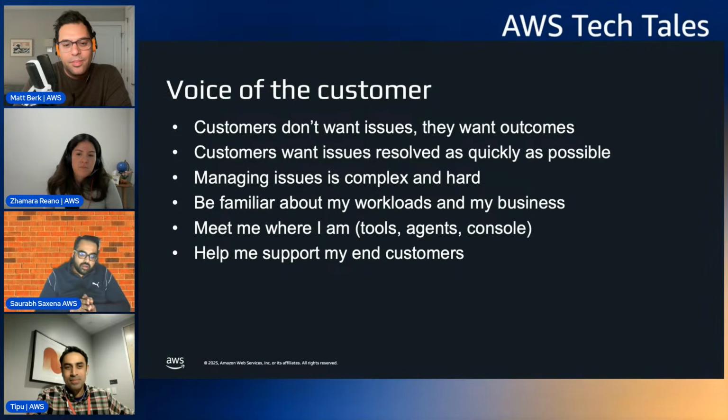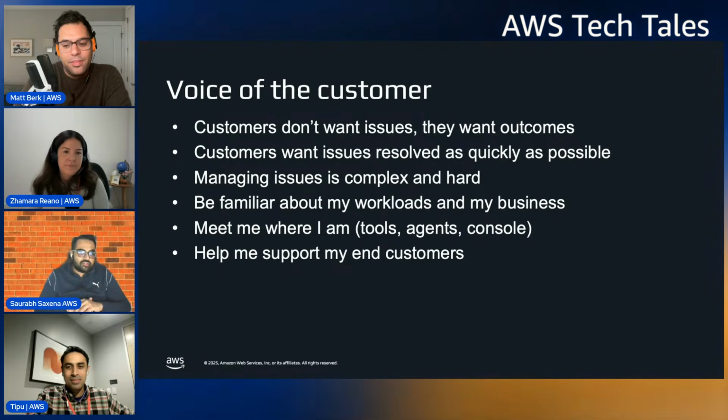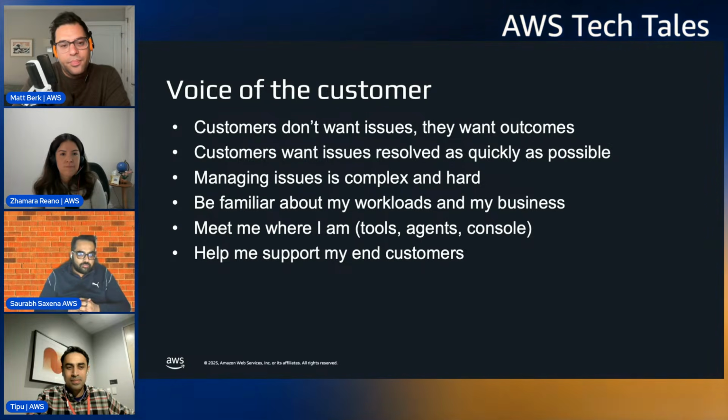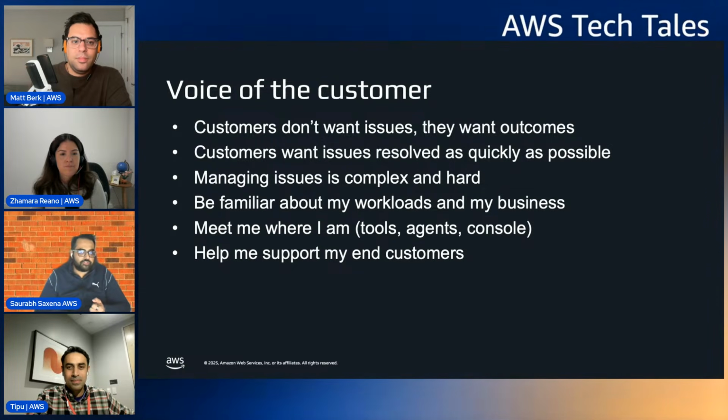So what I hear often from customers, and I would love to see if the live audience resonates with some of these as well, is they don't like learning or hearing or talking to us about issues. They want to understand the outcomes. What are the things they want to deploy in AWS, and how do they get closer to their outcomes? Definitely, they want the issue resolved as quickly as possible. So either don't have it, or if I have it, just resolve it for me as soon as possible.